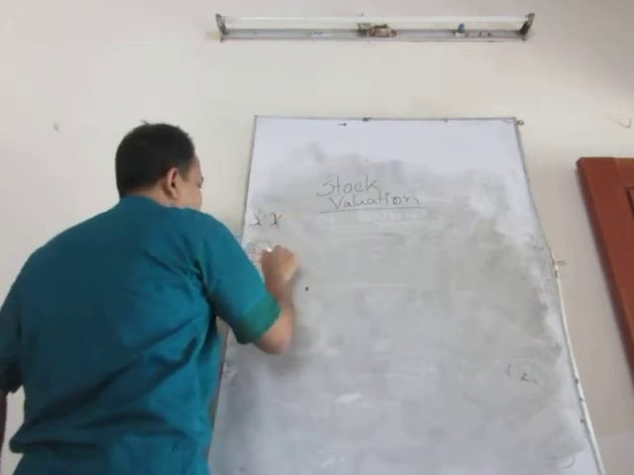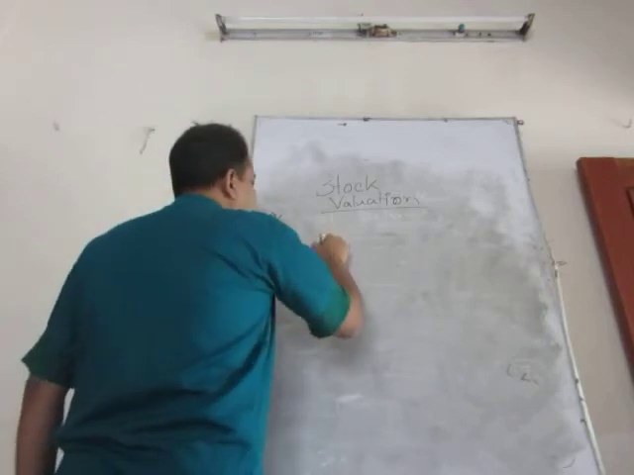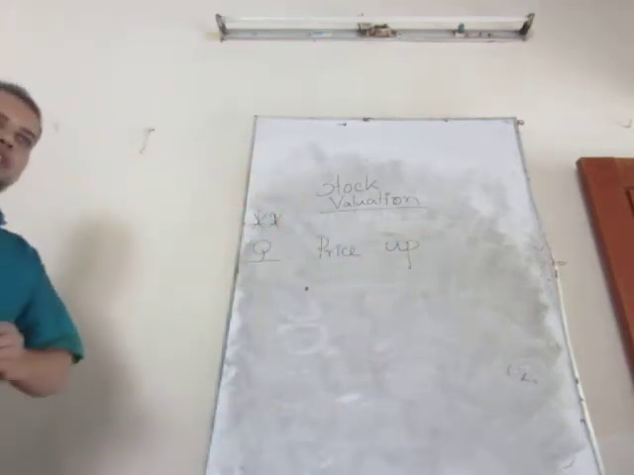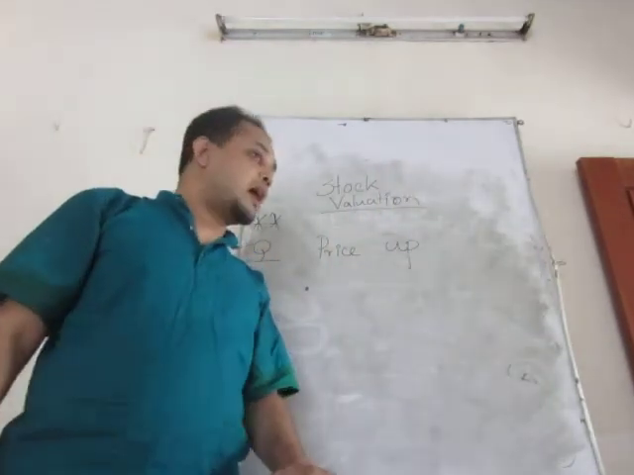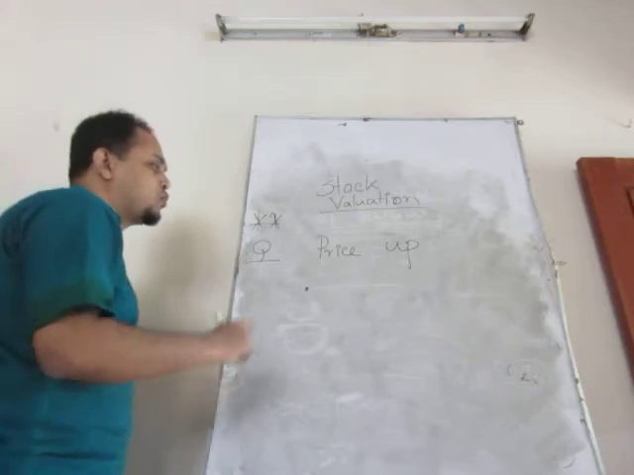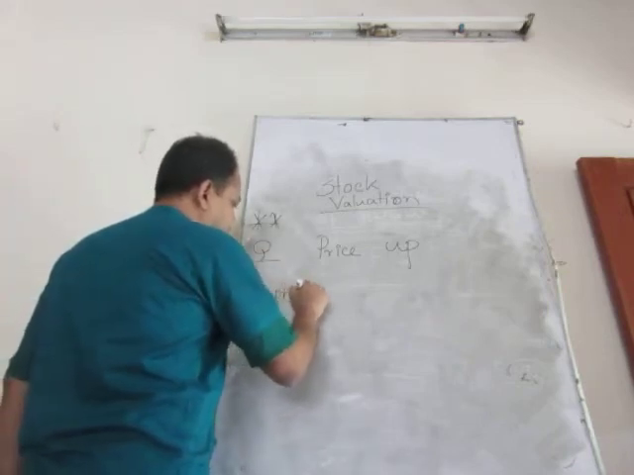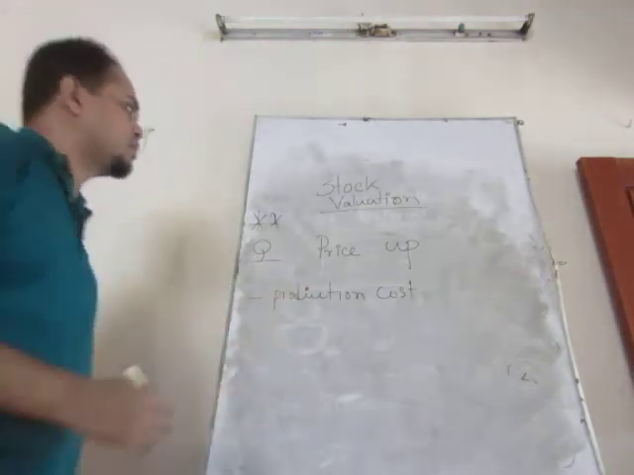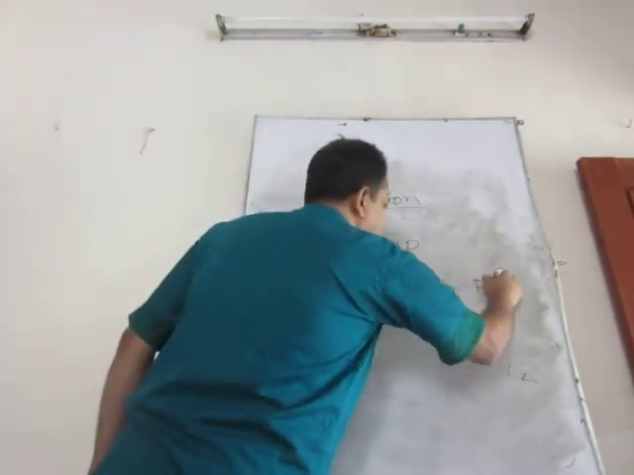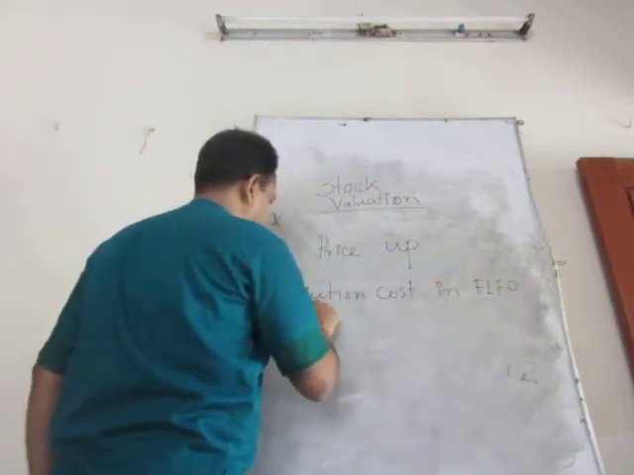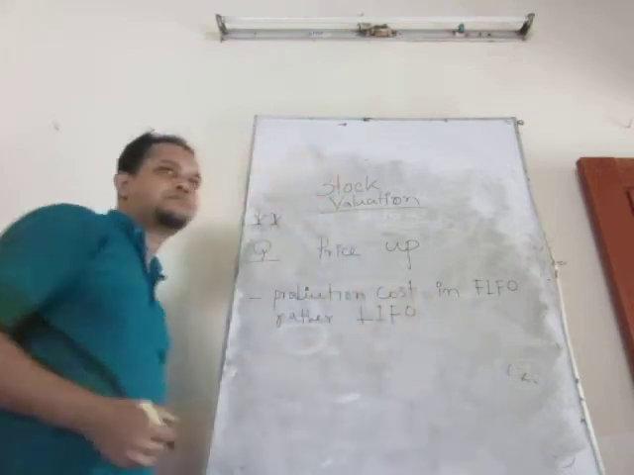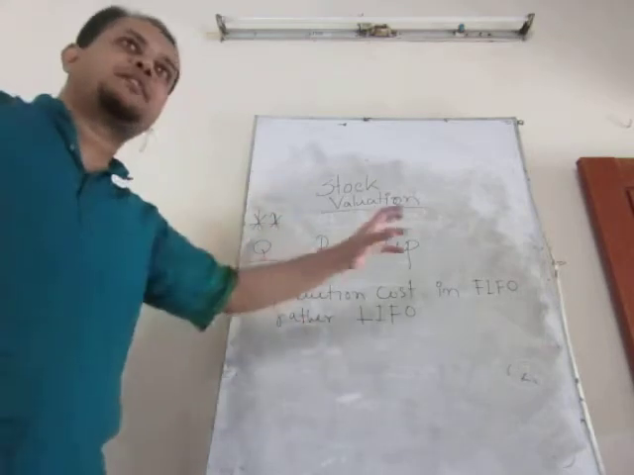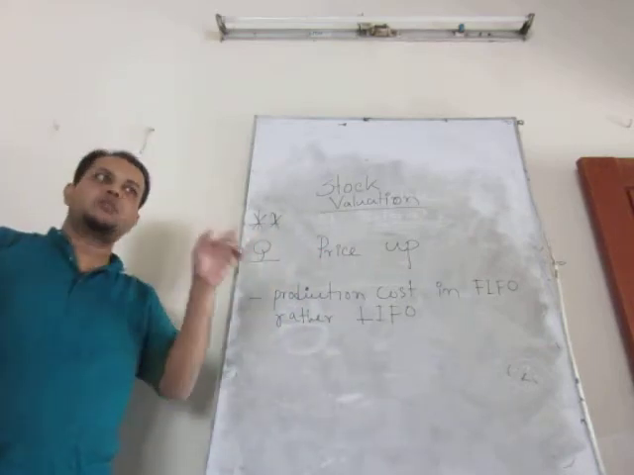Now the question is, suppose the price of your commodity goes up day by day. Then you will be asked what your production cost will be in FIFO rather than LIFO. Production cost means, in producing, you have to issue your material from your warehouse, right? So the issuing price will be your production cost.